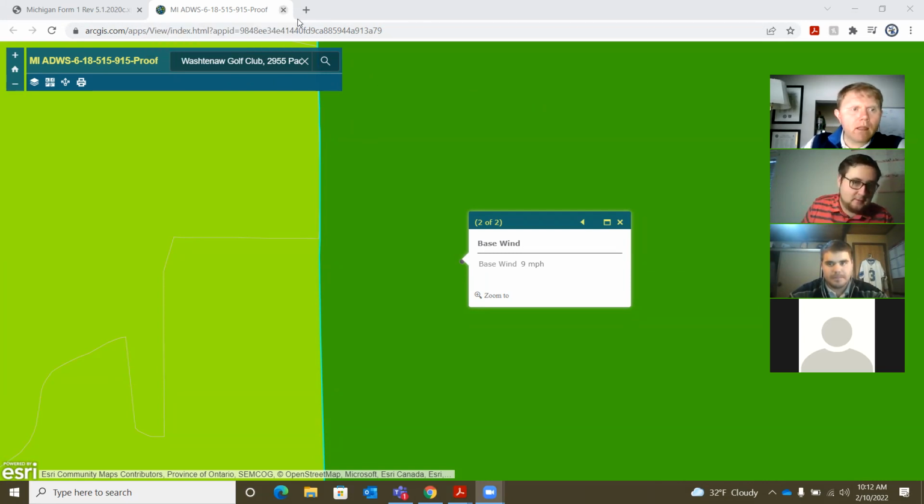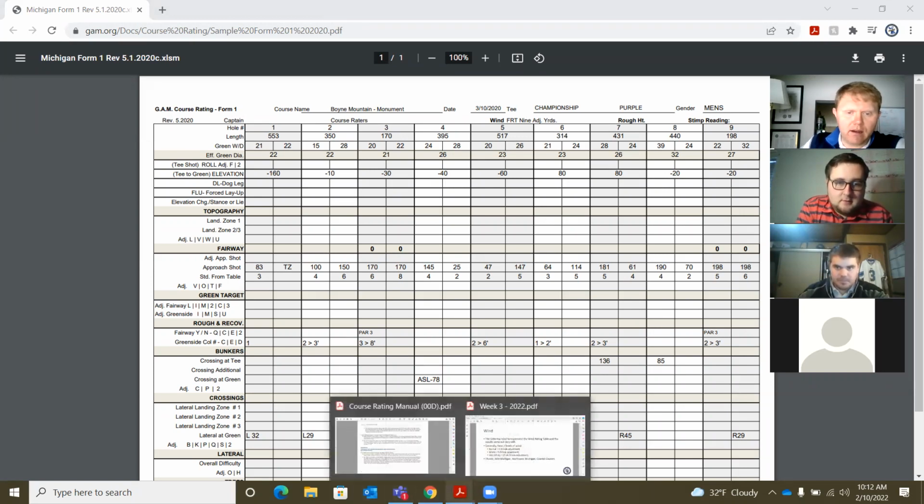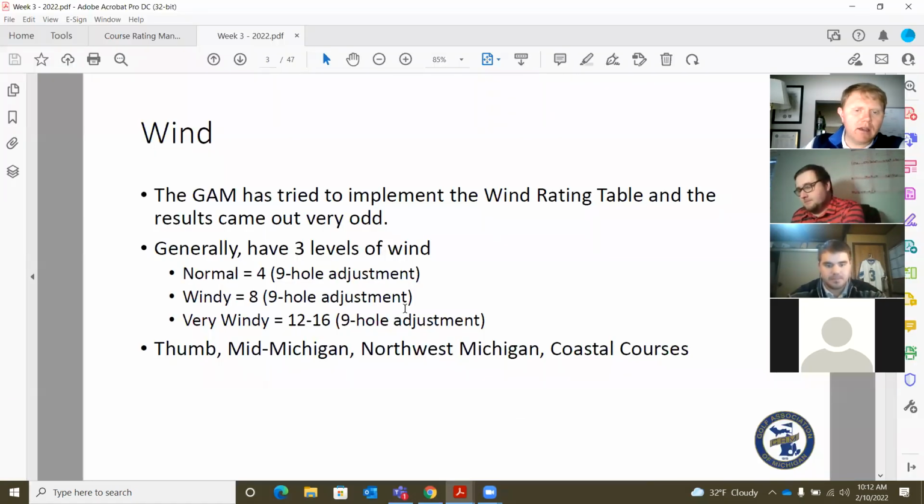Cool. All right. So that is wind. And again, this is something that we kind of handle internally at the GAM office. It's really not anything. It's just a number that we put in the system at the end of the day that helps spit out the course rating and the slope rating.